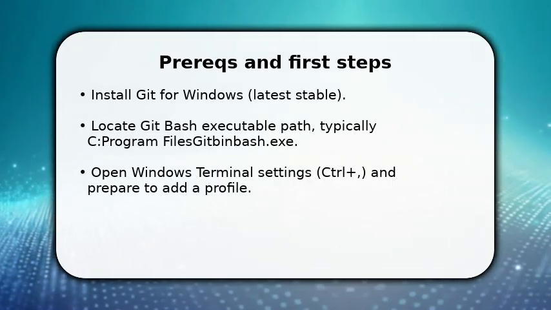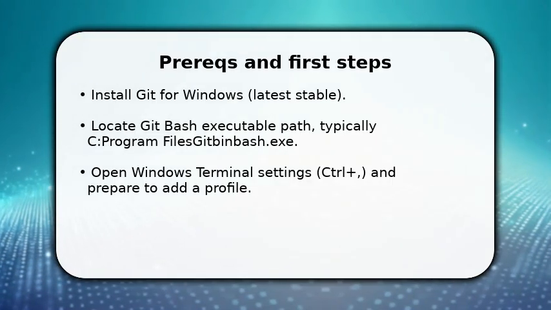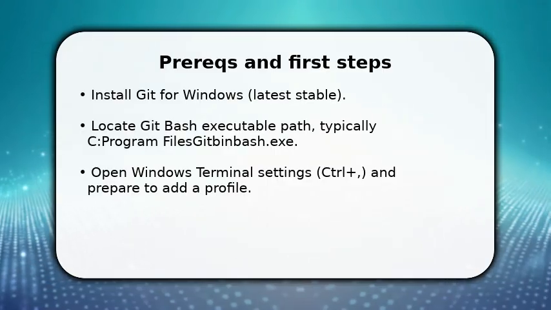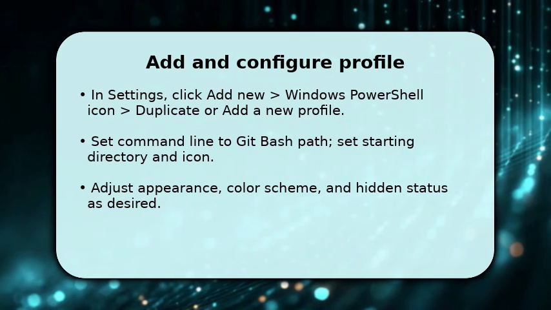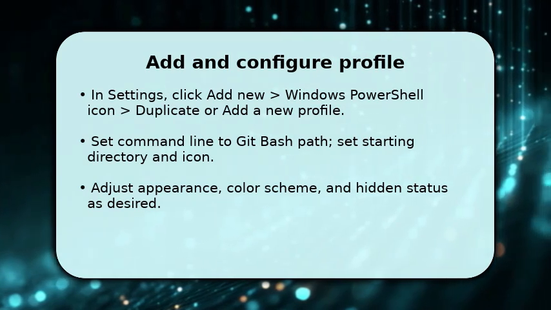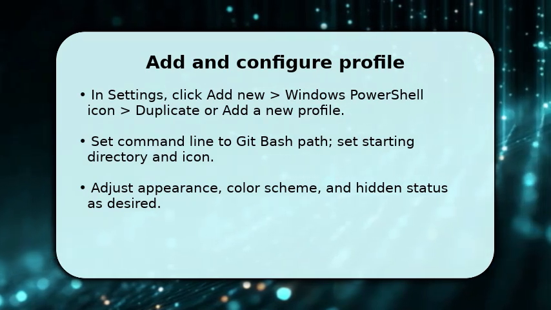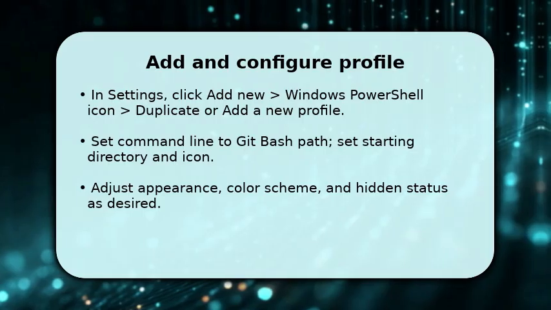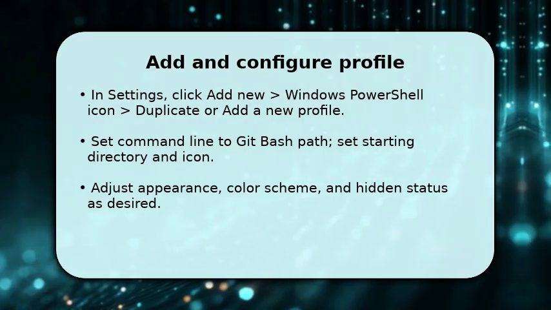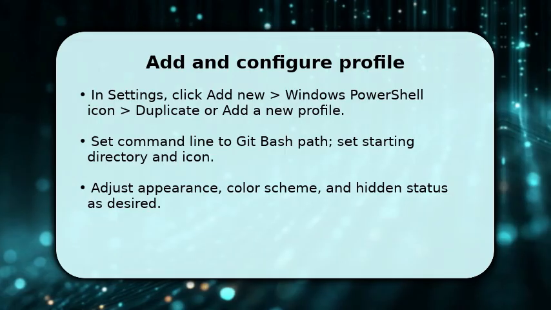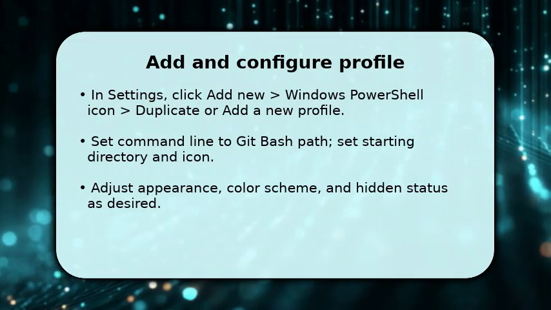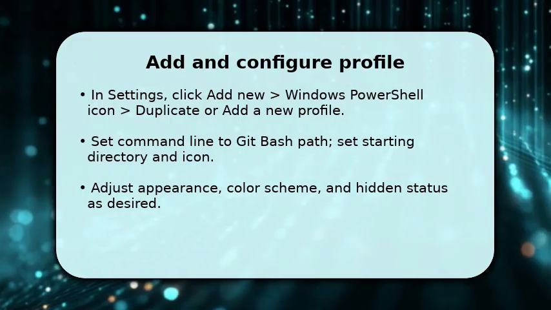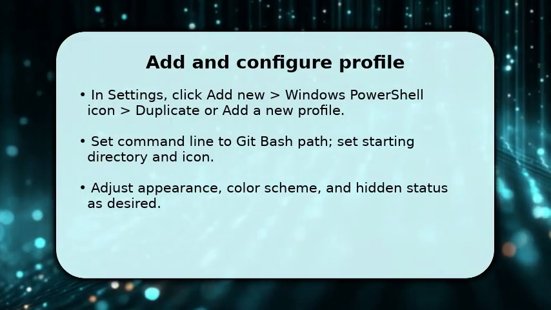Next, you will create the profile JSON or use the settings UI to point to that bash.exe path. You now create the profile that launches Git Bash. If you use the UI, duplicate an existing profile, then change the command line to the bash.exe full path. If editing settings JSON, add a new profile object with command line C:/program files/git/bin/bash.